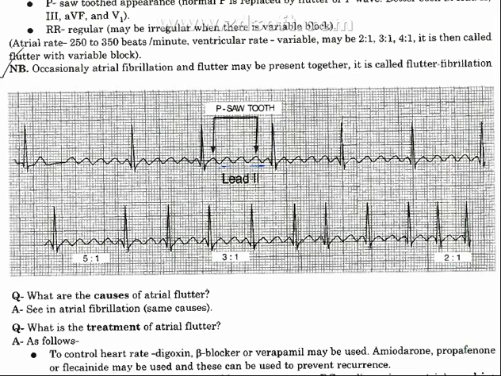This is an ECG where the P wave is sawtooth and there is about 1, 2, 3, 4, 5 to 1, atrial flutter with 5 to 1 block. The second ECG shows 5 to 1, 3 to 1, 2 to 1 block.